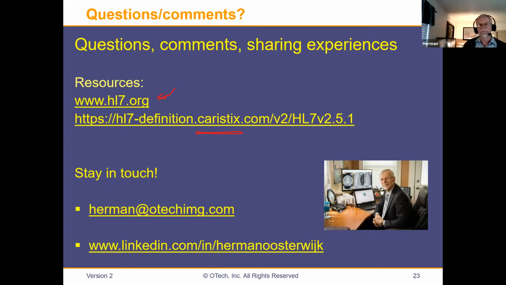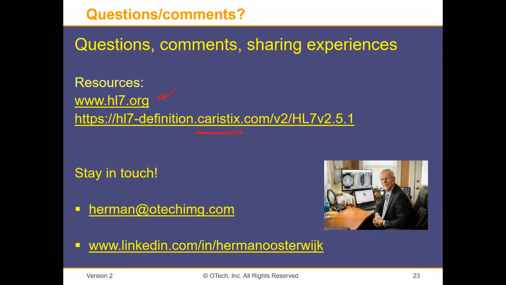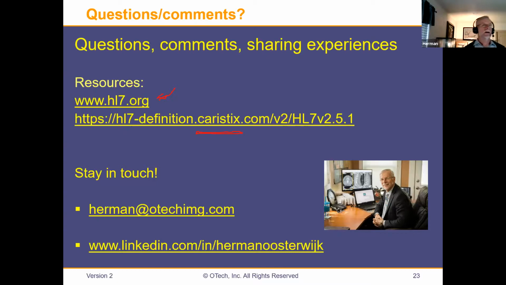We have a two-part question here. Are there any open source MWL orchestrators available out there? And are interface engines capable of generating an MWL? Yeah, so yes and yes.